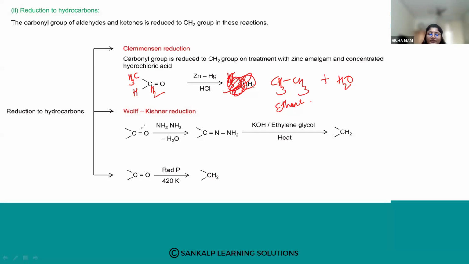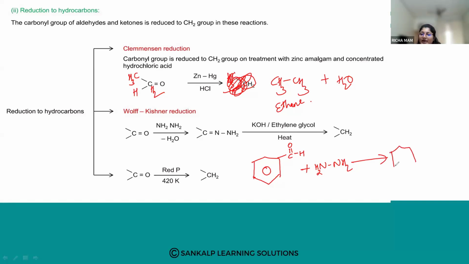Then next, Wolff-Kishner reduction. So let me take this as benzaldehyde. So this is a benzaldehyde, C double bond O H. So benzaldehyde in the presence of hydrazine, NH2 NH2. You are going to heat it.